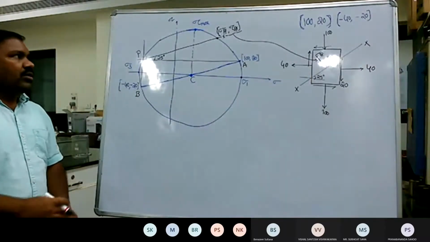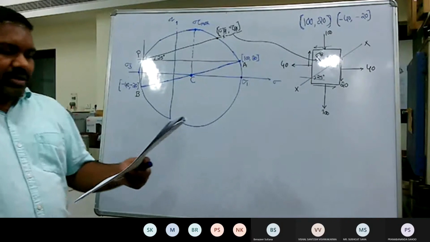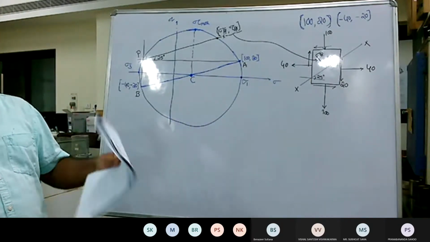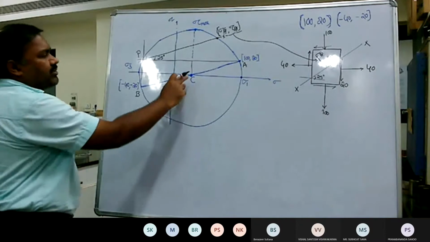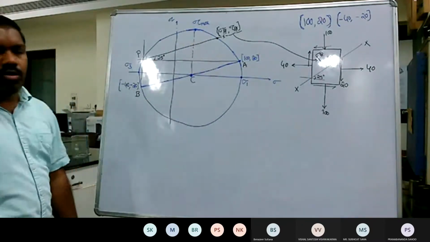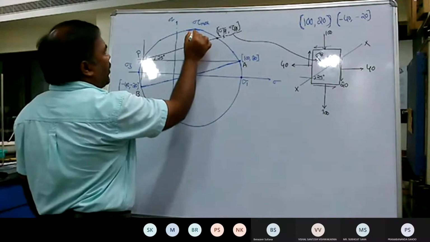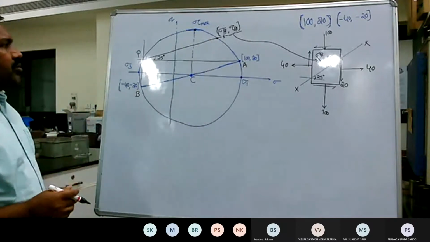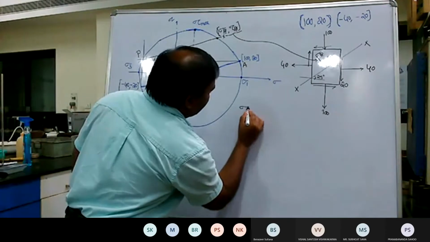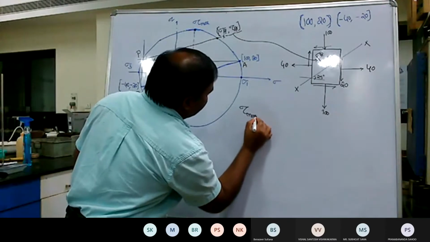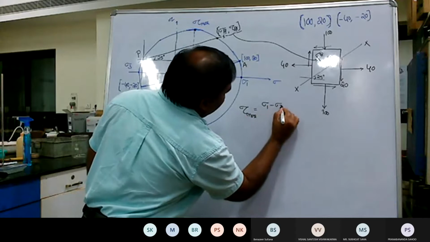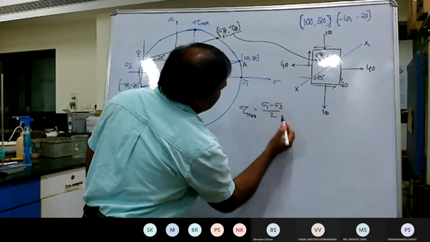Okay. So next, the maximum shear stress and the plane on which it acts. Here the maximum shear stress is right on the top of the center of the Mohr circle, that is tau max. And tau max can also be determined in another way. Tau max can be represented as the radius of the circle, that is sigma 1 minus sigma 3 by 2.